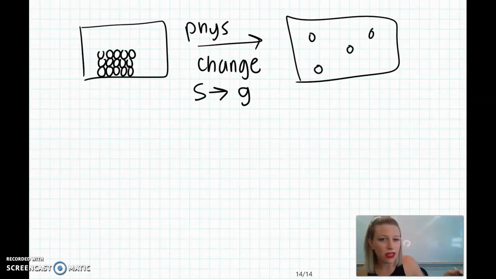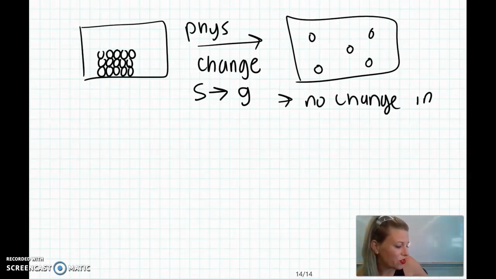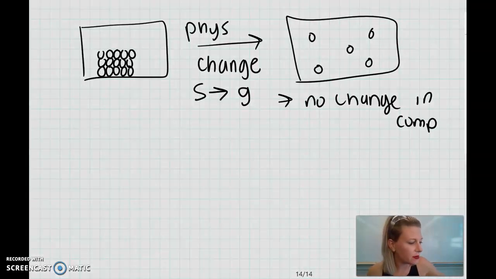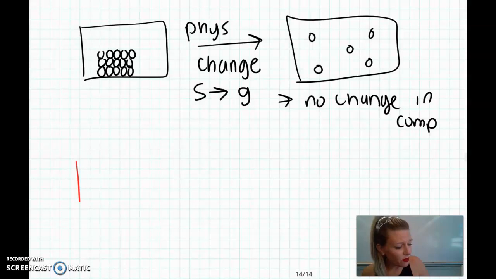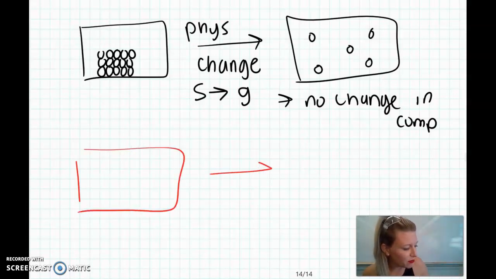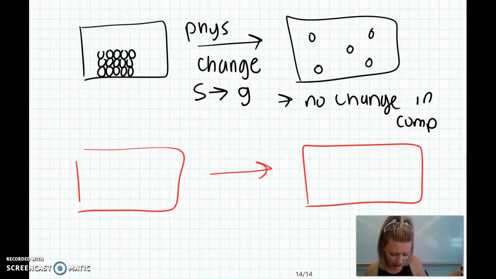Now, how do I know that this is physical? I know it's physical because the chemical composition didn't change, right? So there's no change in composition, okay? It's still going to be that these atoms are the same as the atoms on the other side. The atoms on the left-hand side are the same as the atoms on the right. And oh no, I am very close to running out of my 15-minute time limit, so let's really quickly look at this. We're going to look at a chemical change.